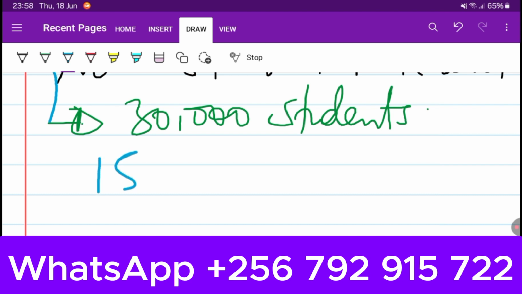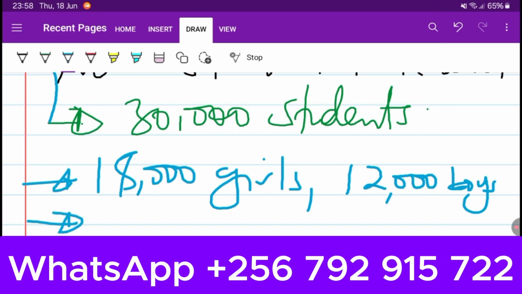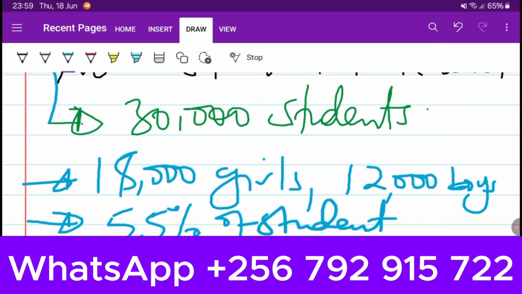18,000 who are girls, and the balance of 12,000 are boys, or men. The other aspect that we can also talk about within the same 30,000 students is that maybe 55% of the students have paid their tuition.